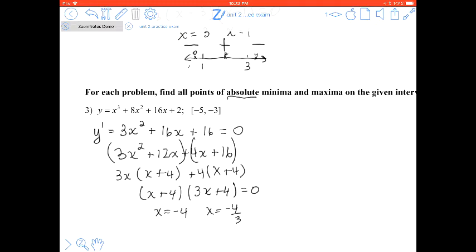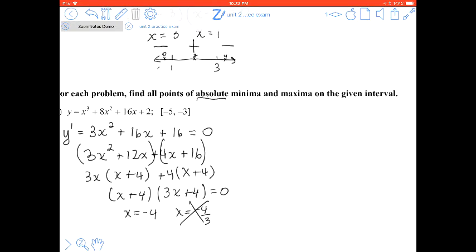Now, they tell us specifically that the absolute minimum or maximum needs to occur within this interval -5 to -3. -4/3 doesn't fit within that interval, so we don't consider the -4/3, but -4 does. It fits within that interval -5 to -3. Now here's where it gets different than what we did in problem 2 when we're finding absolute extrema. We take whatever critical numbers are in the interval and we take the actual endpoints of the interval and we plug them into the original function.